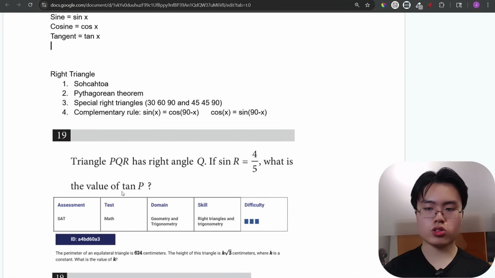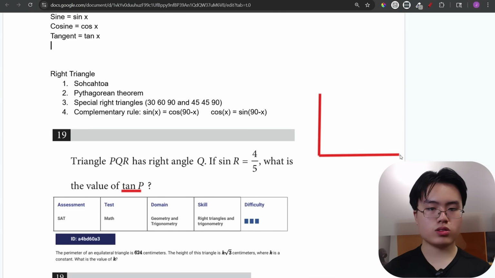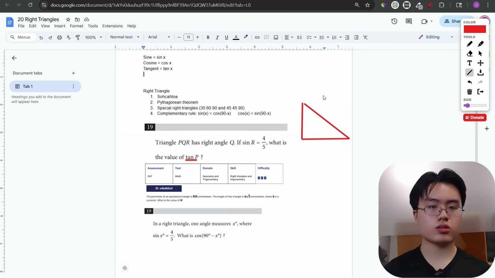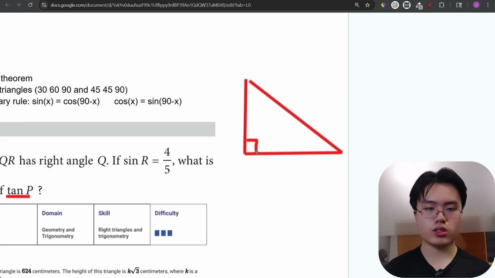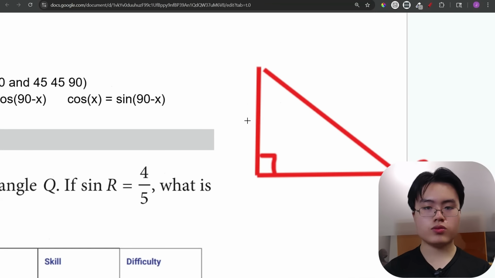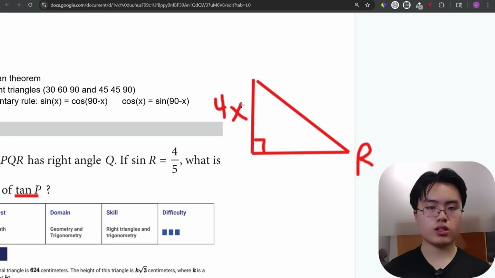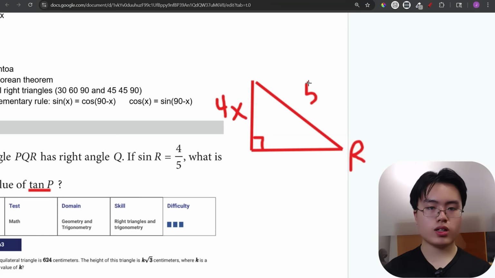But we're fine because this is also proportions, so proportions don't really matter. But a way you could make sure that you're doing it correctly is, let's say it's a right angle again. This is R. Instead of 4, you put 4x, and then we'll put 5x here, and this just ensures that the proportion is the same.